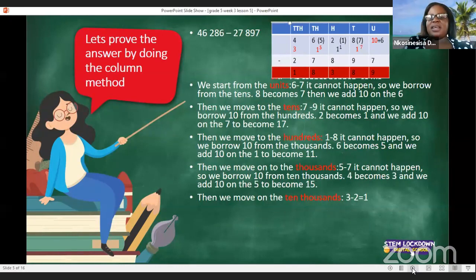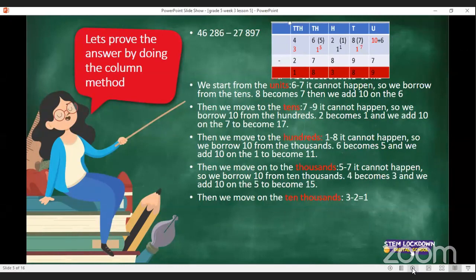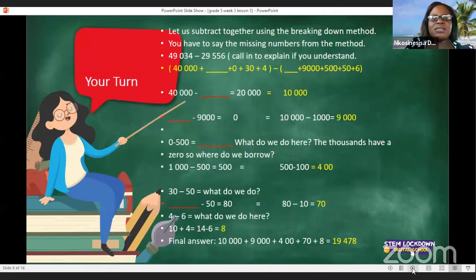All right. Okay, we can continue now. So now this is your turn. That is where your charts have to work. Let us separate together using the breaking down method. So you have to say the missing numbers from the method. The numbers that I gave you are 49,034 minus 29,556. Either we can do the charts or with people that raise their hands.